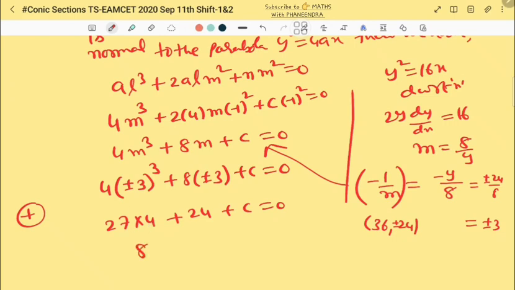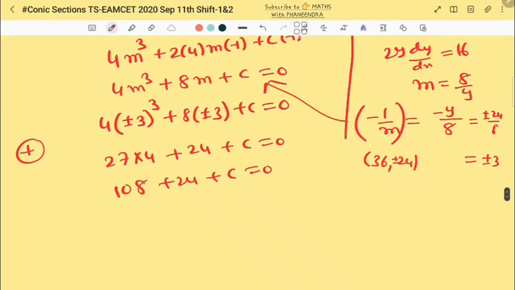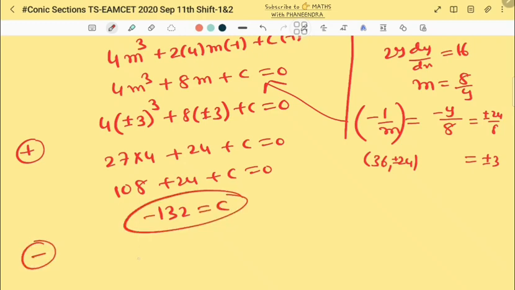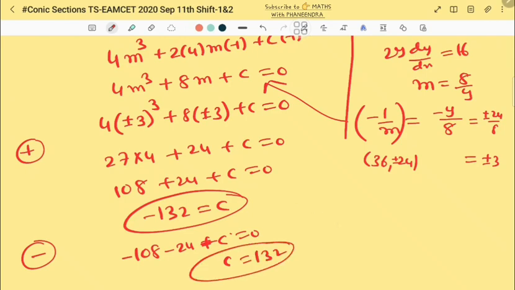4 7s are 28, 4 2s are 8, 108 plus 24 plus c equal to 0. So that also, 132 equal to minus c. If you consider minus, it will become minus 108 minus 24 plus c equal to 0. So c is equal to 132. So both the c's, if you consider mod c, is equal to 132 will come, dear students.